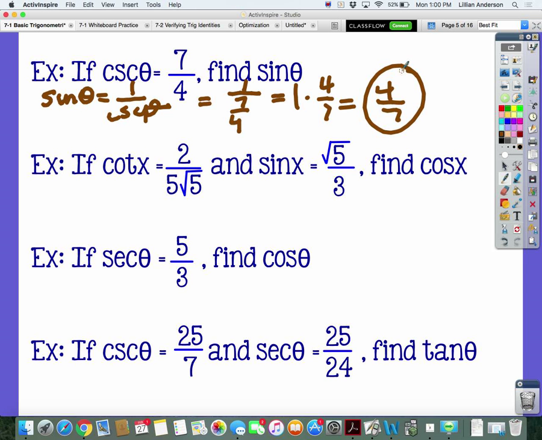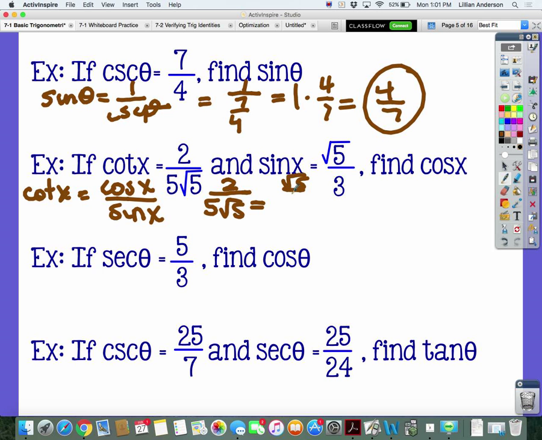Now here, this one's a little bit more involved. You have cotangent x equals 2 over 5 root 5, and sine x equals root 5 over 3. You have to find cosine x. With these type of problems, you have to think, how do cotangent, sine, as well as cosine all relate to each other? Well, hopefully you're able to say that, using the quotient identity, cotangent x is equal to cosine x over sine x. From there, you can pretty much plug in what you have. You know cotangent is 2 over 5 root 5. We know that sine is root 5 over 3.